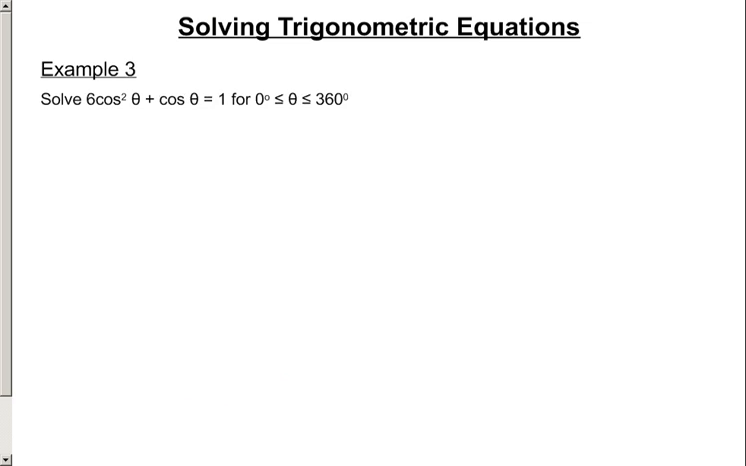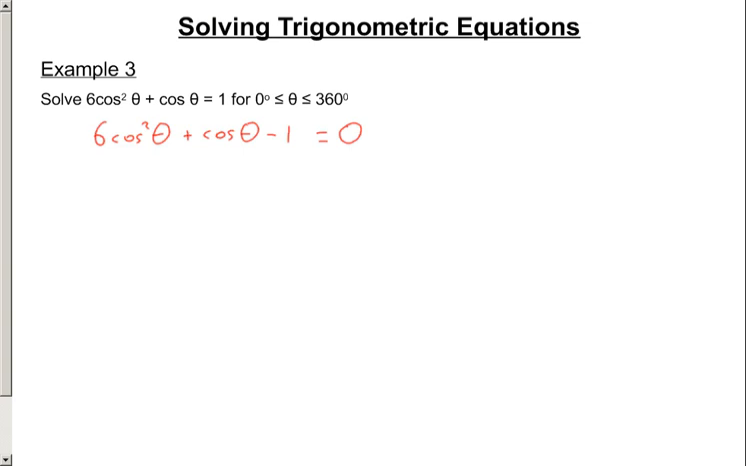Now let's move on to example 3. Now here again we have cos squared and cos, and a number this time. And what we need to spot is actually, this is a quadratic in disguise. If we rearrange this, so we get 6 cos squared theta plus cos theta minus 1 equals 0, we can see this is a quadratic. We have something squared plus the same thing not squared plus or minus a number equals 0. So we're dealing with a quadratic equation here.